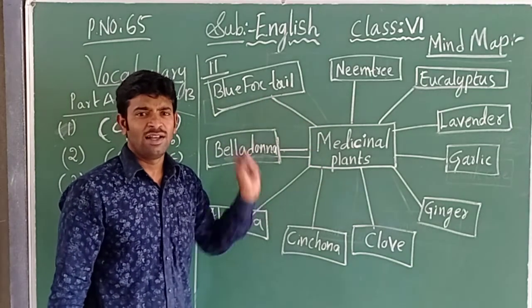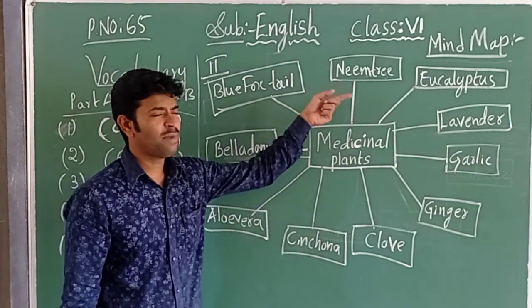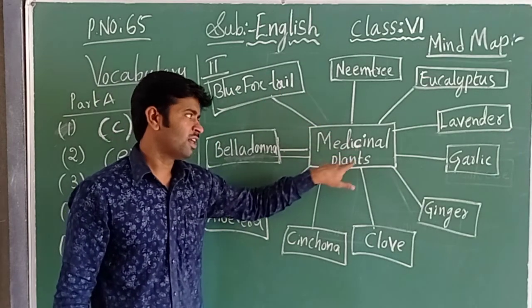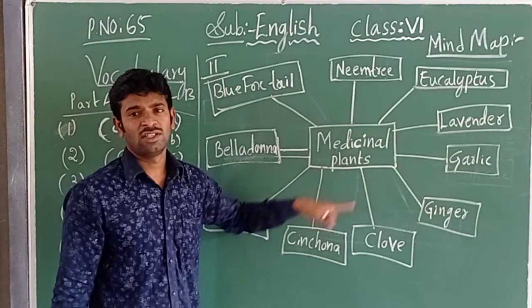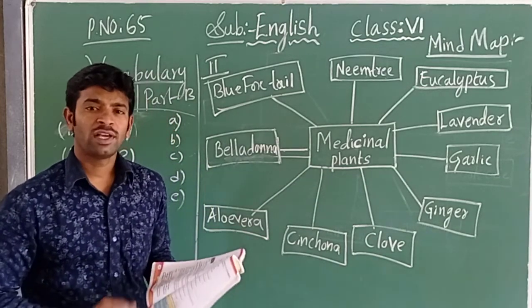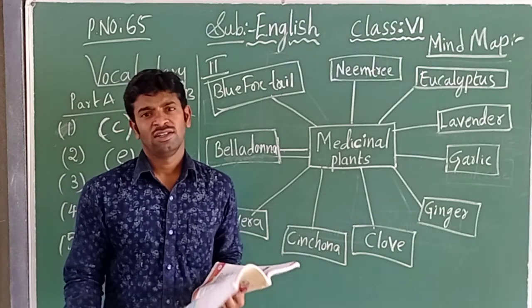So these are the mind maps, children. About the furniture I have explained, and on the blackboard it is about the medicinal plants. So with this I am ending my class. With another topic we will meet you in the next class.